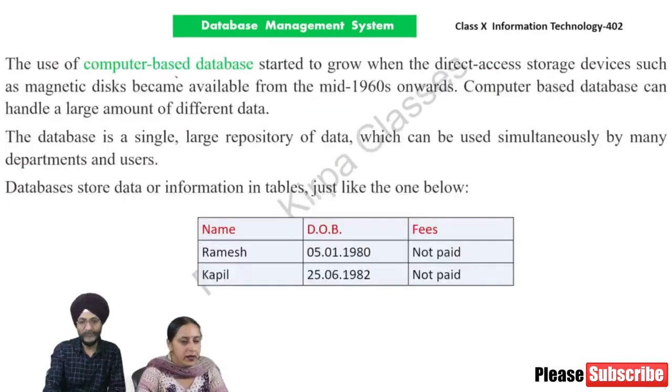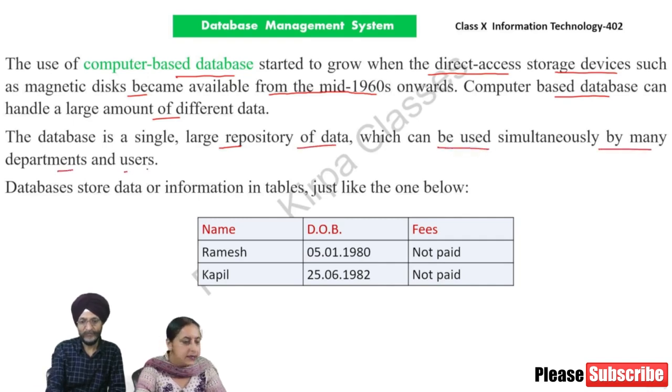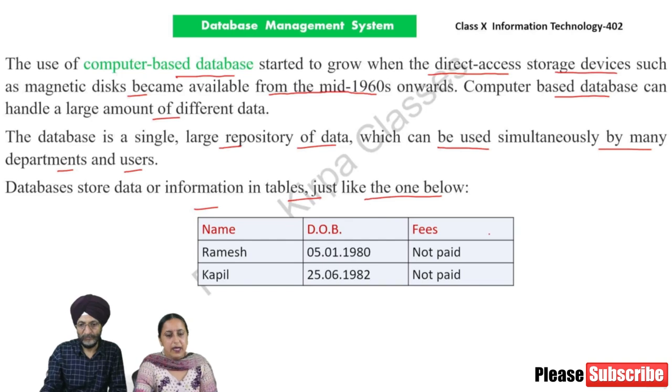Next, the use of computer-based database started to grow when the direct access storage devices such as magnetic disks became available from the mid-1960s onwards. Computer-based database can handle a large amount of different data. The database is a single, large repository of data which can be used simultaneously by many departments and users. Databases store data or information in tables just like the one below. In this table, information is appearing in respect of two students who have not paid the school tuition fees.